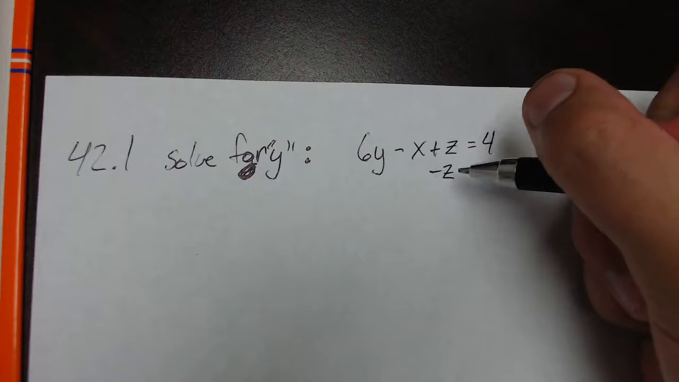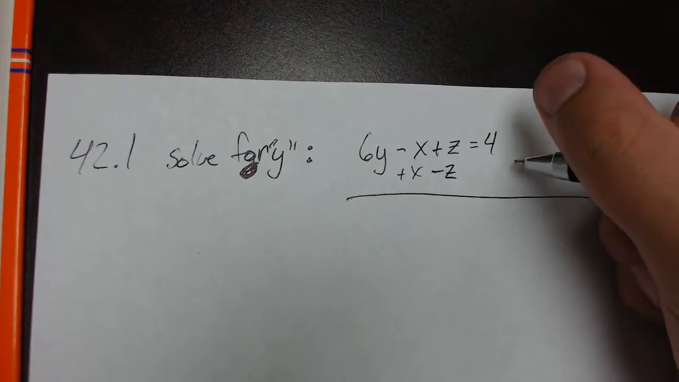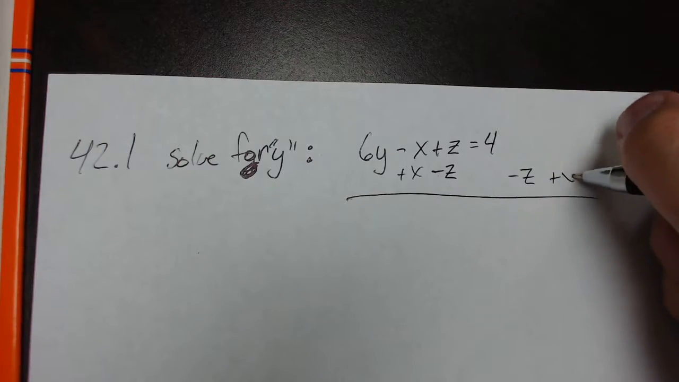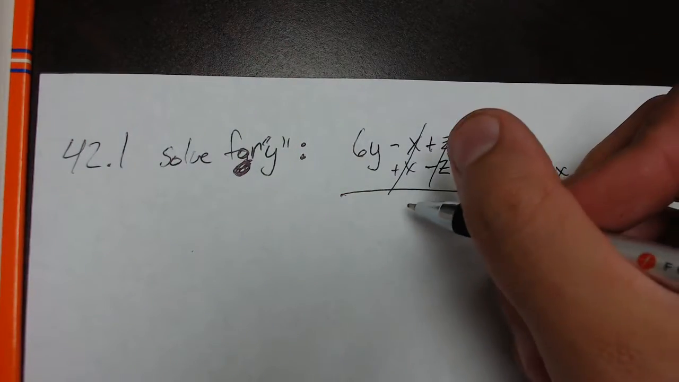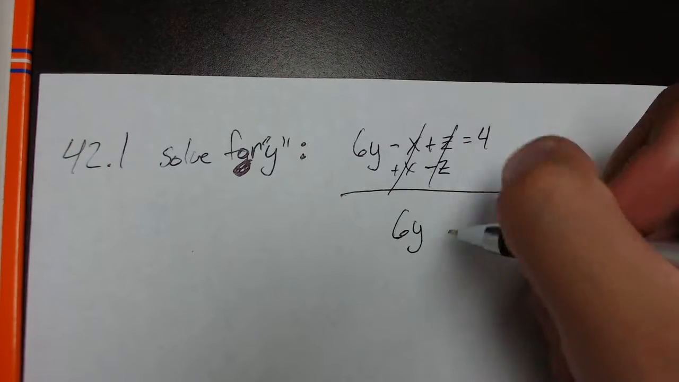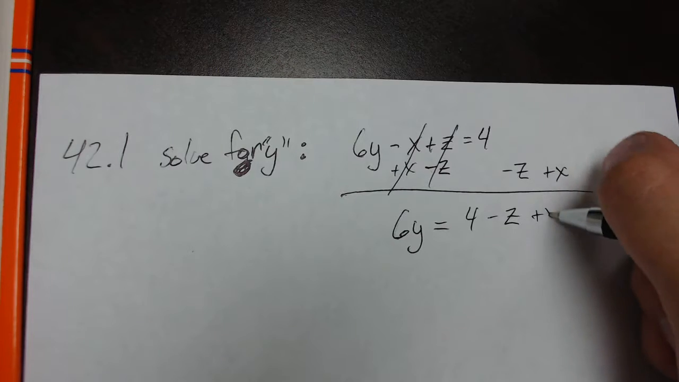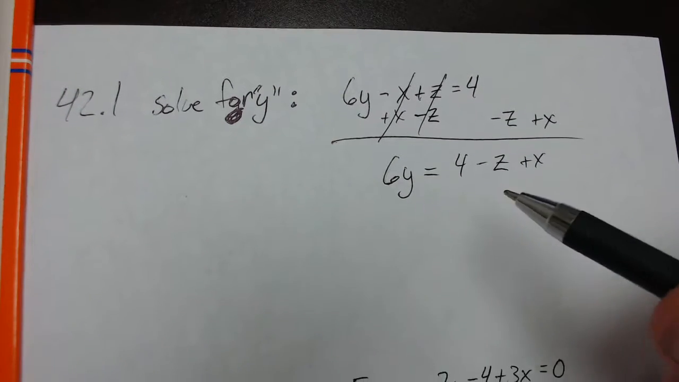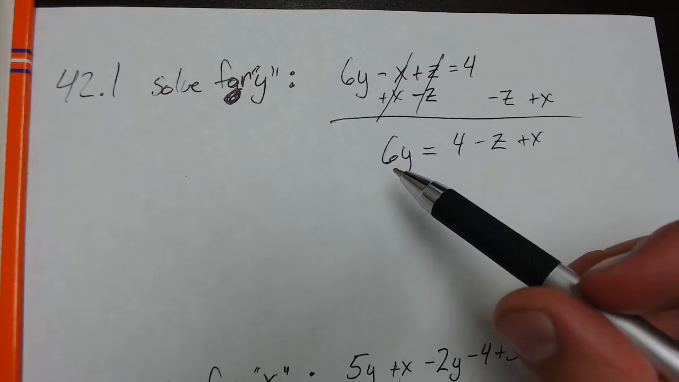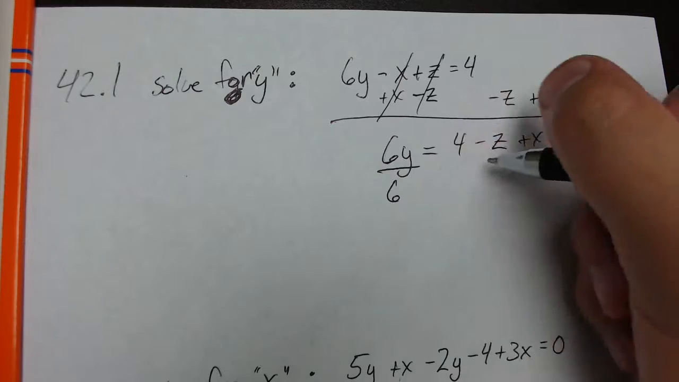So I'll go ahead and subtract z from each side. I'll add x to each side. That's going to cancel. And then all I get left on the left side is 6y, and that's going to equal 4 minus z plus x. Okay, so I'm getting close to isolating y all by itself. The last thing I need to do is make sure that y has no coefficient and that y is positive. So I'll divide by 6.